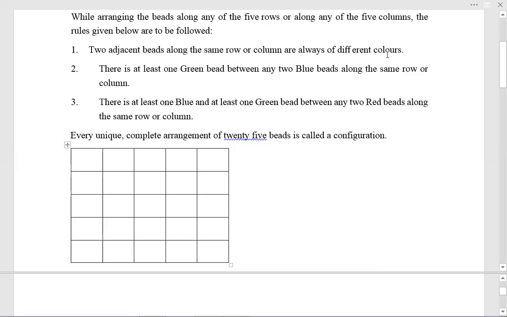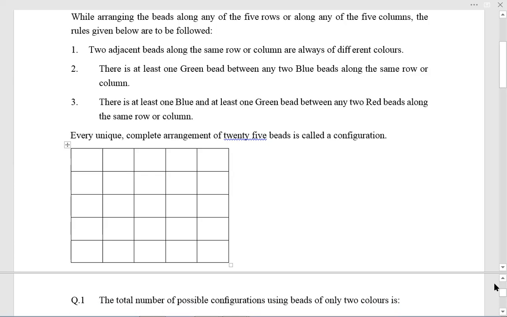Two adjacent beads in the same row are always different in color. There must be at least 1 green bead between any 2 blue beads. There must be at least 1 blue and 1 green between any 2 red beads along the same row. Every unique, complete arrangement of beads is called a configuration. Okay.